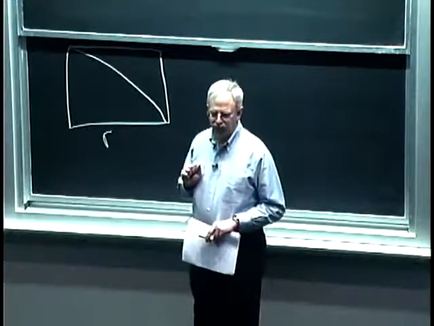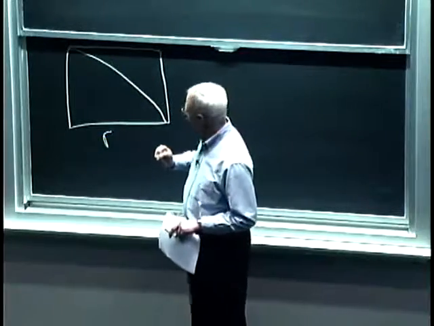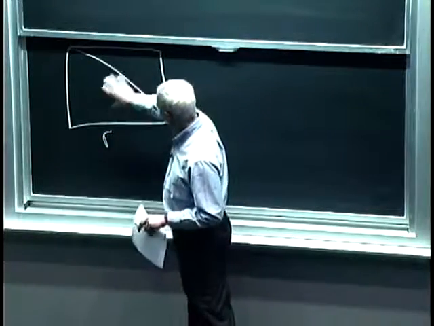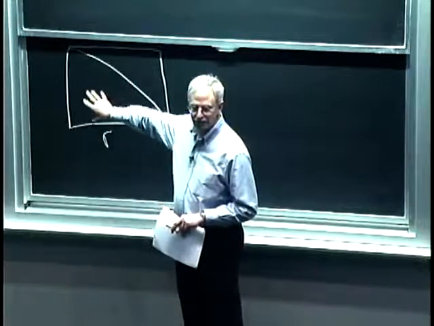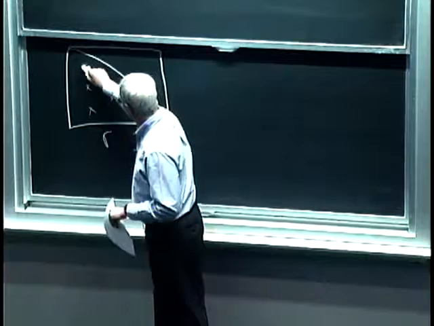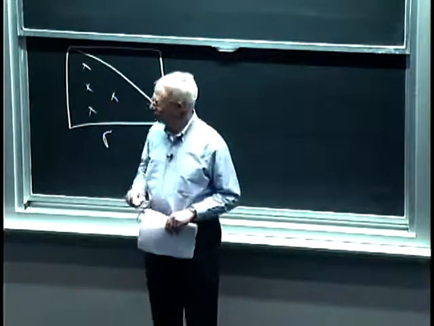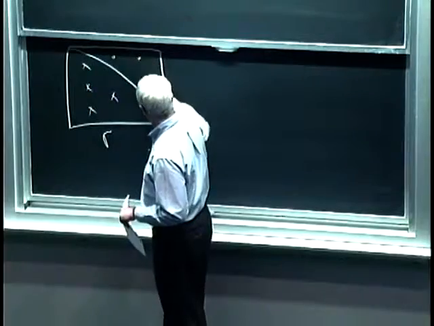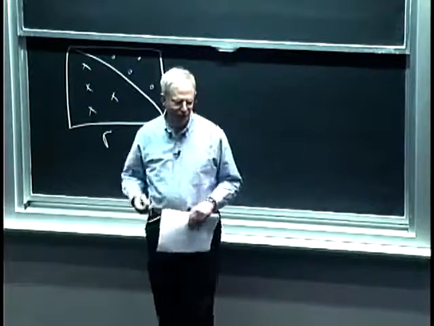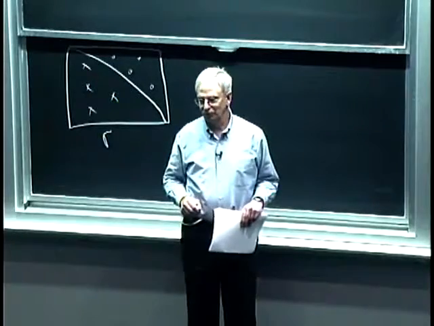And then you get some person to, he used needles, but I'm going to use darts, to throw darts at this shape. Some number of the darts will land in the circle part, and some number of the darts will land out here in the part of the square that's not inscribed by the circle.